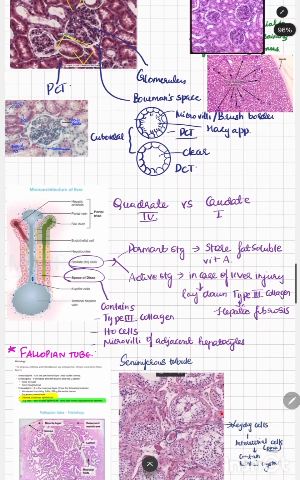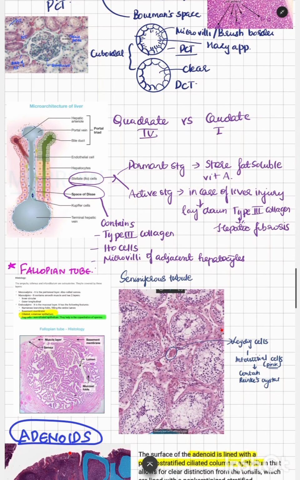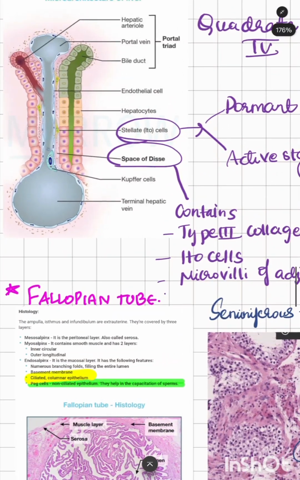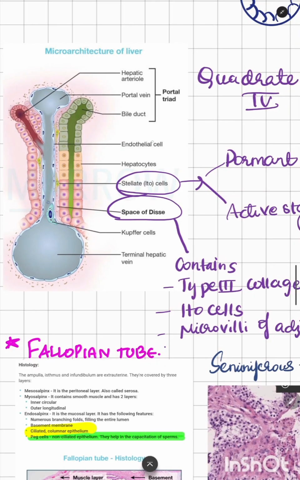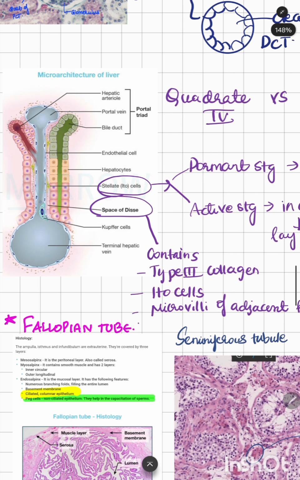This is about kidney. Next one is the microarchitecture of the liver. So this liver has the portal triad and the central vein, right? This portal triad is made up of bile duct, portal vein, and hepatic arteriole. And in between the sinusoid and hepatic cells, there is a space that is known as the space of Disse, right? The space of Disse contains Ito cells, right?